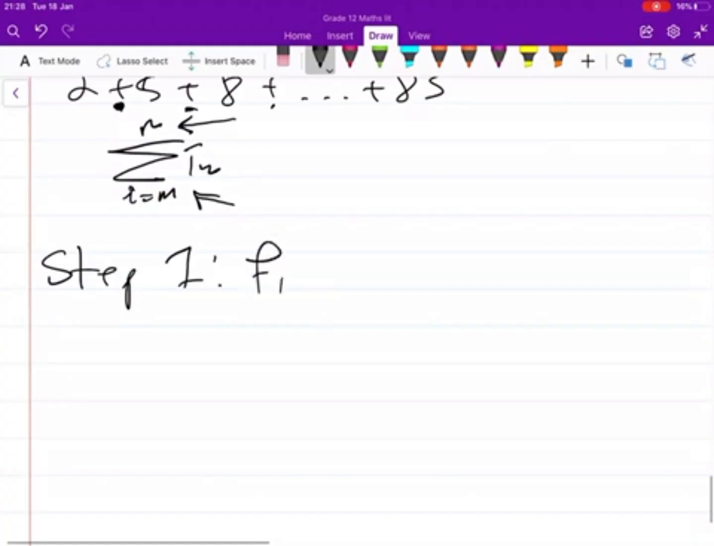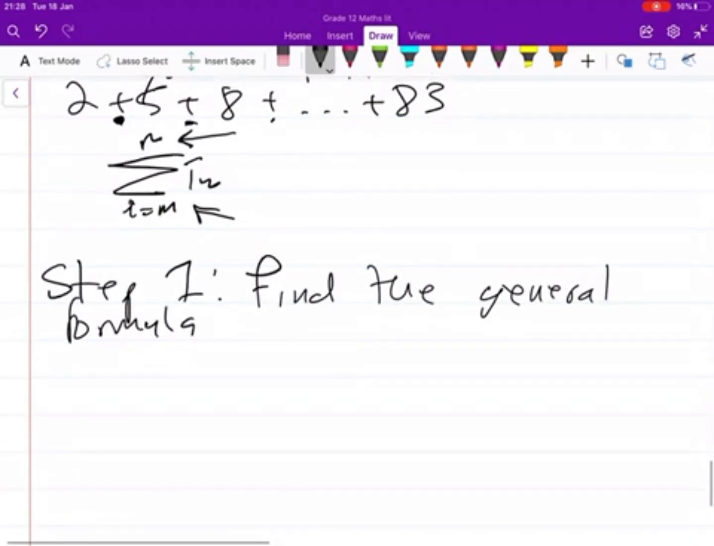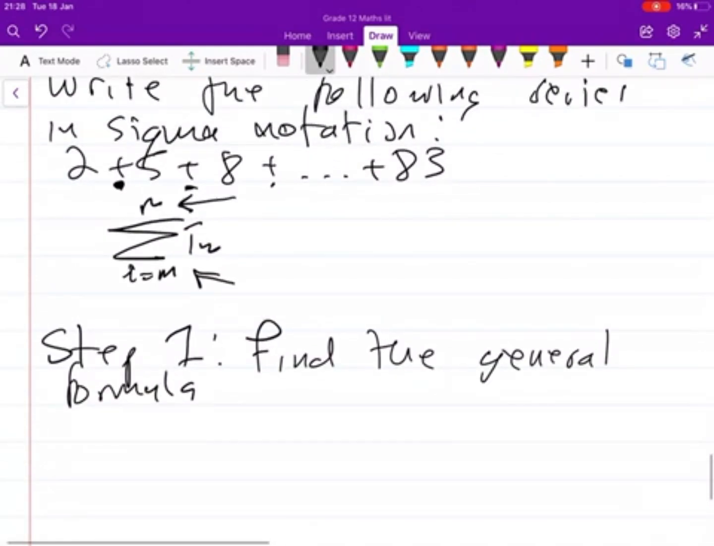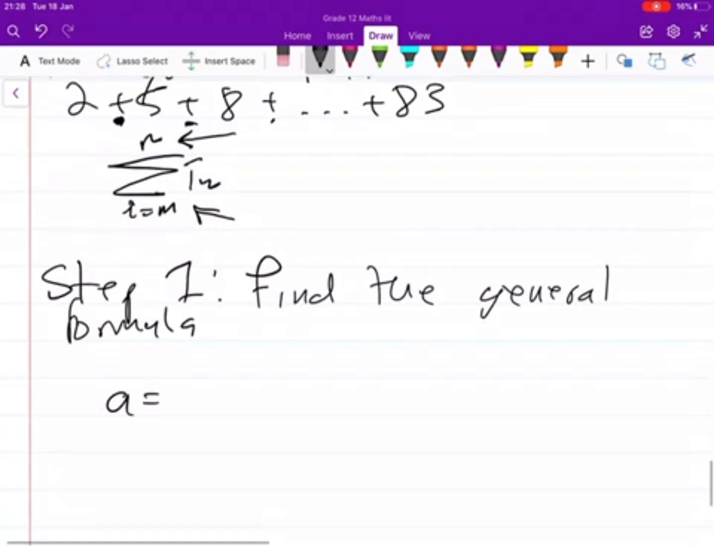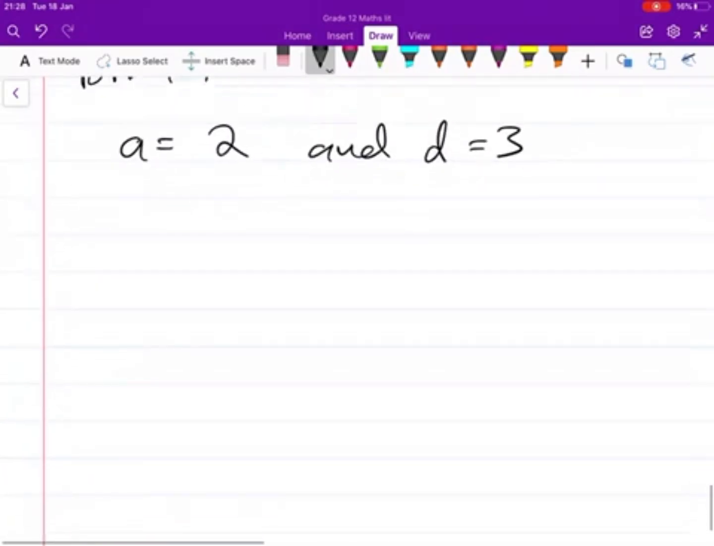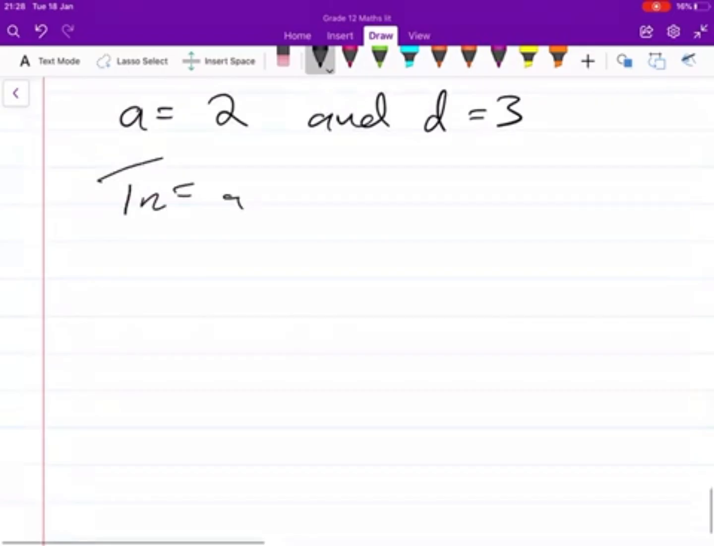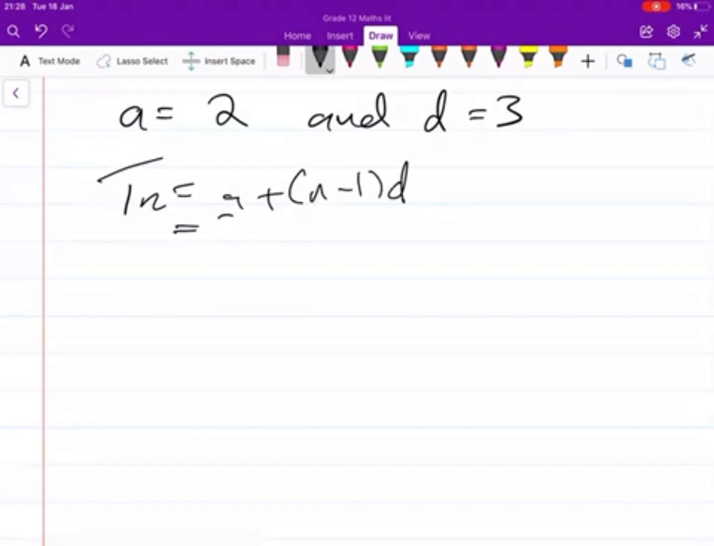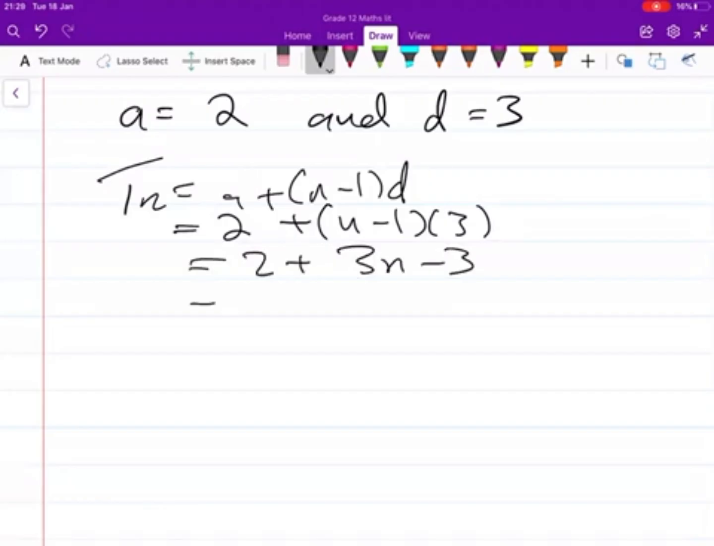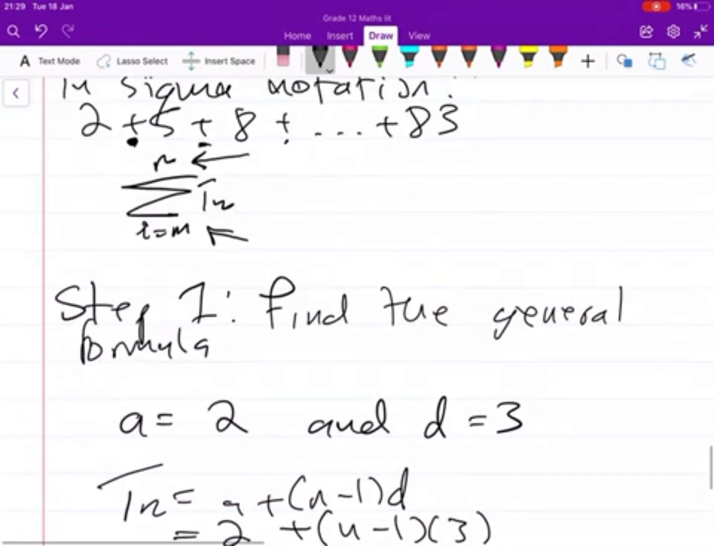So step 1, find the general formula. All right, first you must ascertain what type of sequence you are dealing with. Well, we already see that this is arithmetic, so we'll use the formula. Okay, we have a being 2, and we have the common difference being 3. Then we use the formula, the one that I like. There's the other one that you can use, but I like this one. Tn equals a plus (n minus 1)d. My first term is 2, and my common difference is 3, so that I have 2 plus 3n minus 3, so that my final answer is 3n minus 1. Is that okay with you? All right, so I have found the general term, so I tick that.